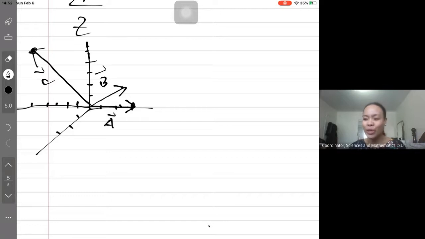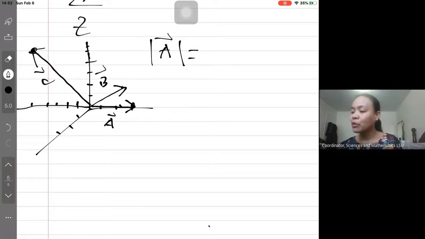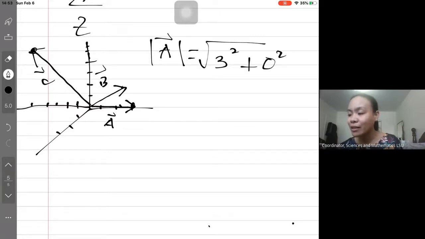We already said that a vector has both magnitude and direction. In order to get the magnitude, we are simply going to use the formula that is already given in your module. So the magnitude of vector A will be equivalent to the square root of the i hat, which is 3, squared, plus for the j hat, that is 0. So the square root of 3 squared would just be equal to 3. So the magnitude of vector A is 3.